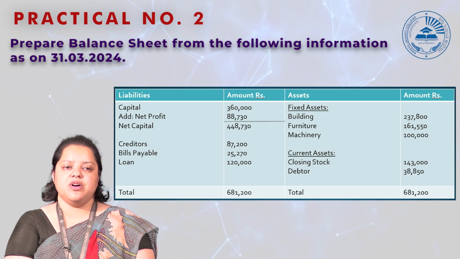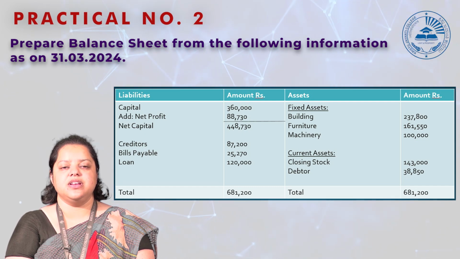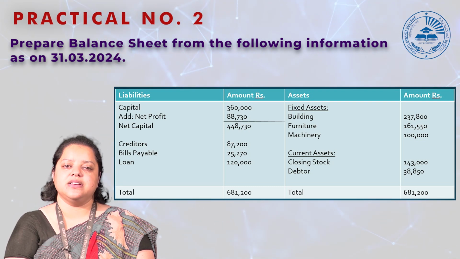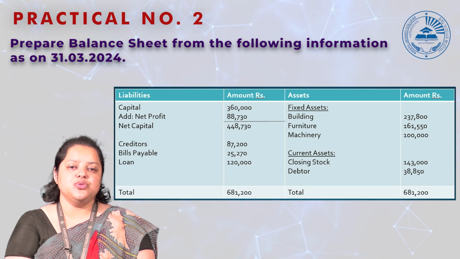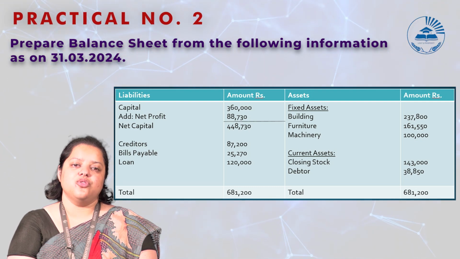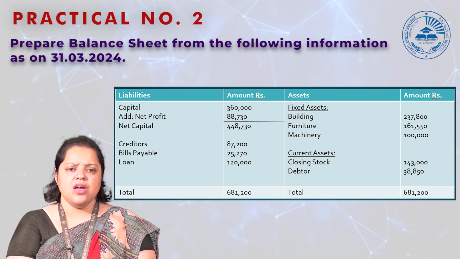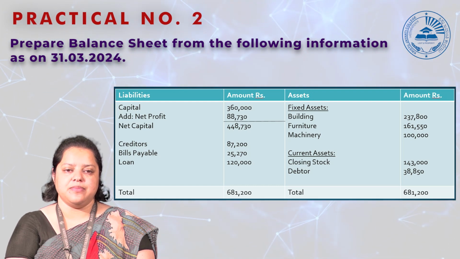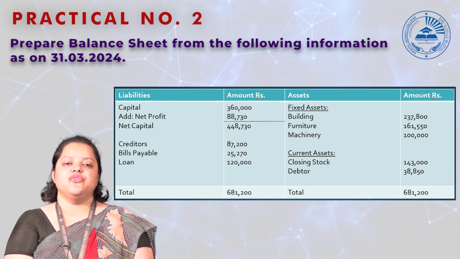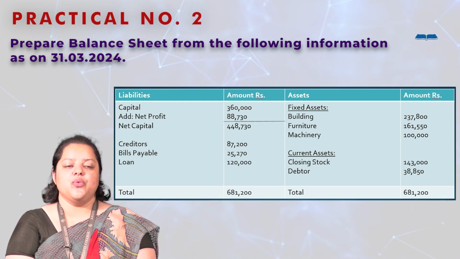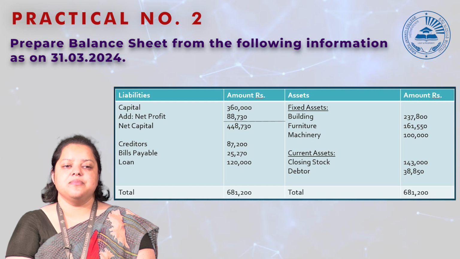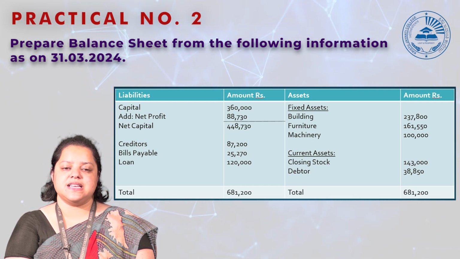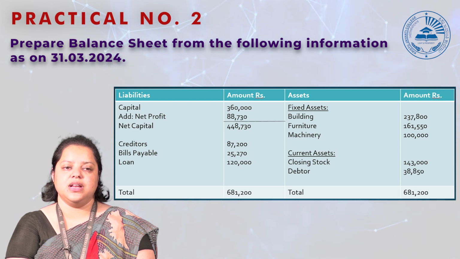Please remember, whatever items or information they give in the question, the same information or items we need to record here. No need to record the items which are not mentioned in the question. After recording all this information, first we need to find the total of the liabilities. Net capital we got 4,48,730, and with that we have added creditors, bills payable and loan. After adding all these items, we got 6,81,200 as the total liability.